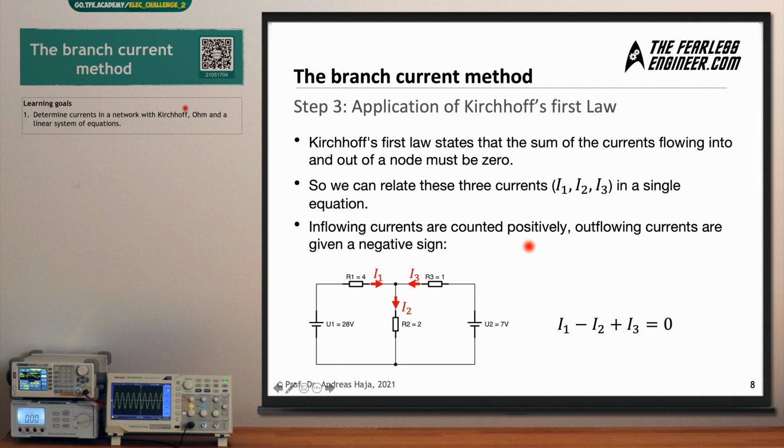Then in the third step, we're going to apply Kirchhoff's first law, and this law states that the sum of the currents flowing in and out of a node must be equal to 0. This means we can relate these three currents in one single equation. It's the one you can see here: I1 minus I2 plus I3 equals 0. So inflowing currents are counted positively and outflowing currents are given a negative sign, just as we have done so many times before.